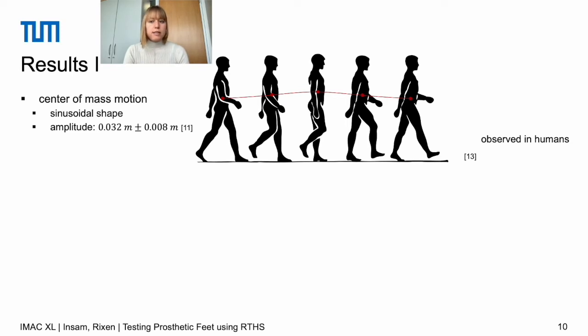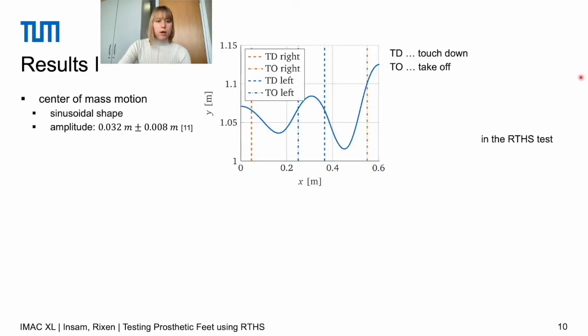One gait characteristic is the center of mass motion. In humans, we can observe a sinusoidal shape of the center of mass motion with a magnitude of about 4 centimeters. In our RTHS experiment, the overall shape looks similar. However, we can see an increase of the magnitude here in the late stance phase of the right leg. This is because we do not have a rotational degree of freedom at the ankle. So the hip and also the center of mass need to lift when the whole body rotates around the foot, and in particular when it rotates around the toes.